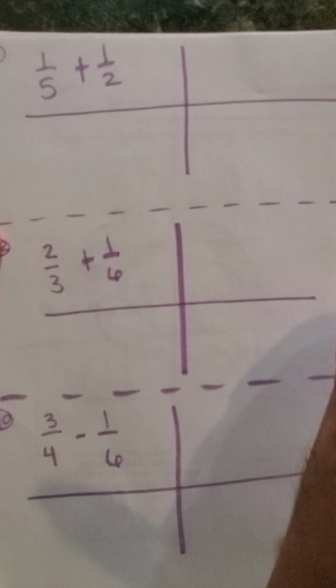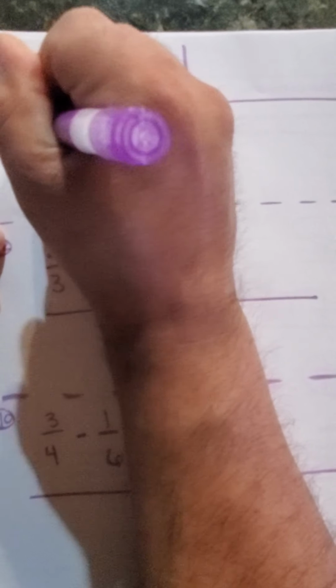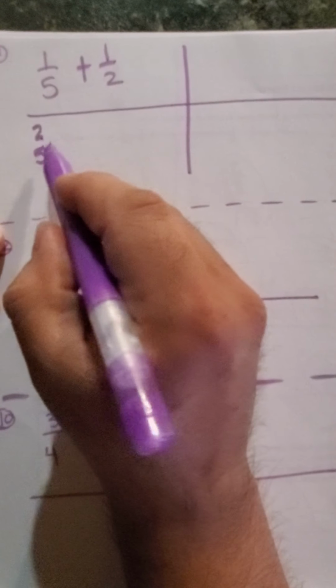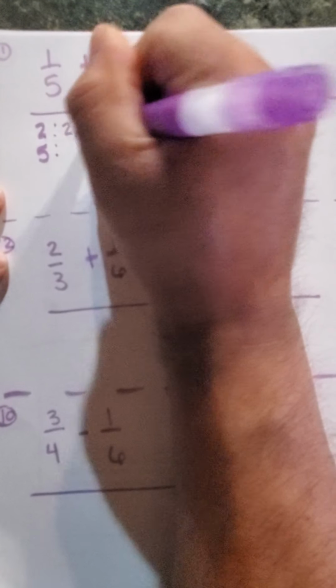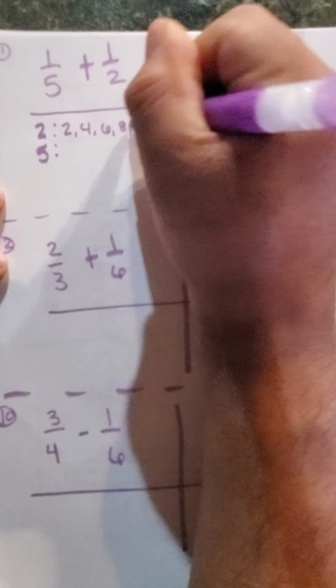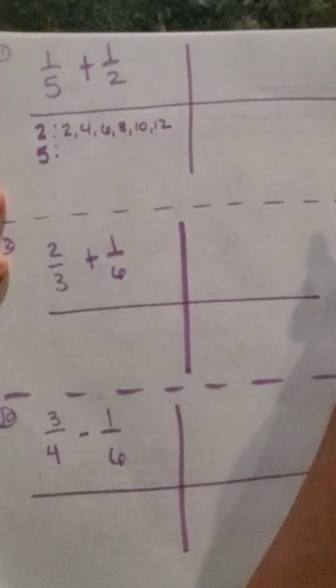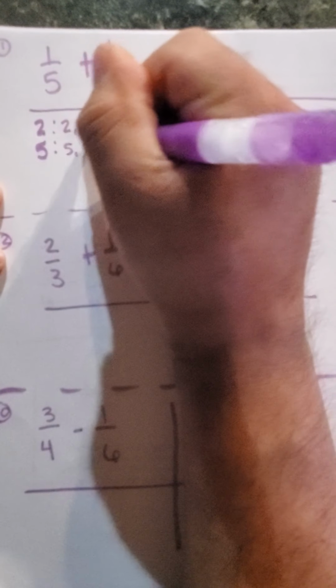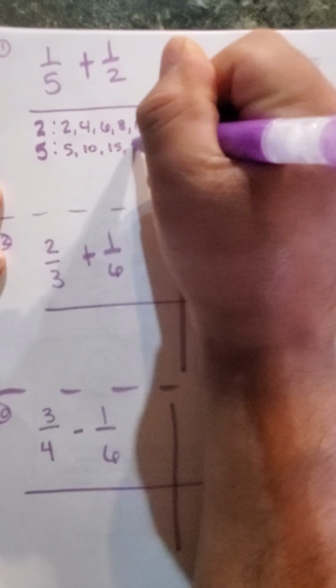Step 1, write your equation out. Step 2, write out your multiples for 2 and 5. I always like to start with the smallest number first. It doesn't matter if you do the 5 first or the 2 first. I've always liked to do just the smaller number first, okay? So multiples of 2 are 2, 4, 6, 8, 10, 12. I can keep going, but I'm going to stop there. And then for 5, I have 5, 10, 15, 20.